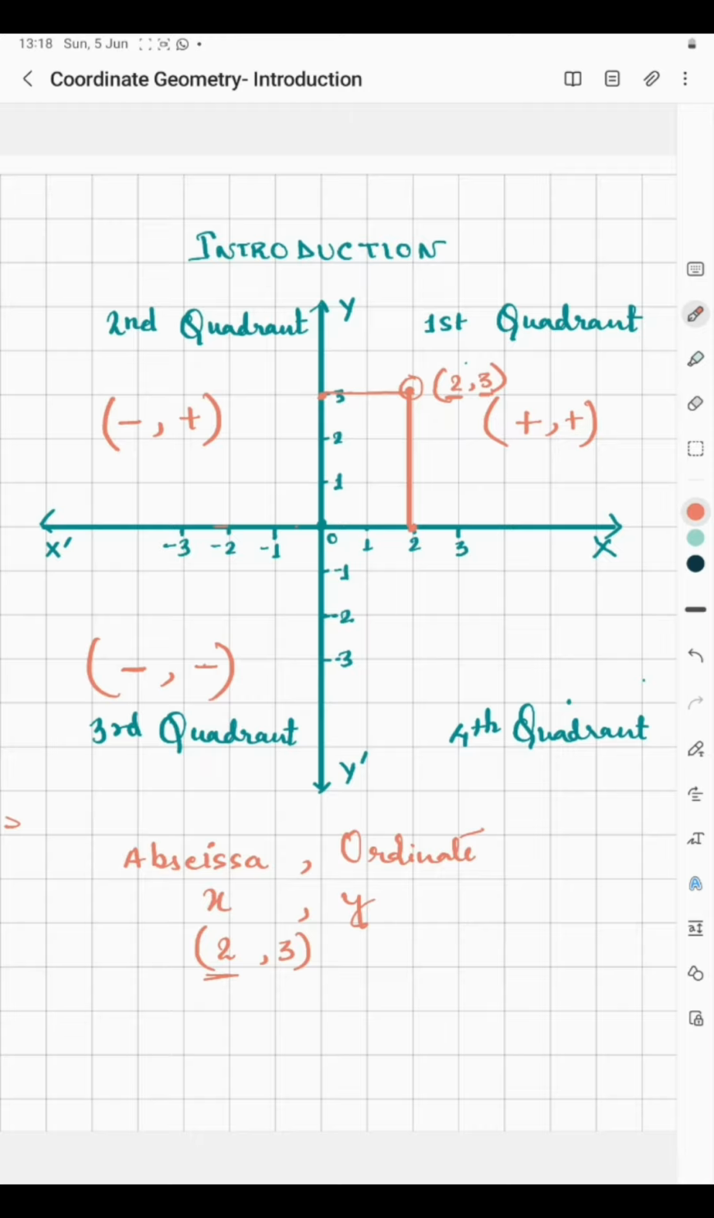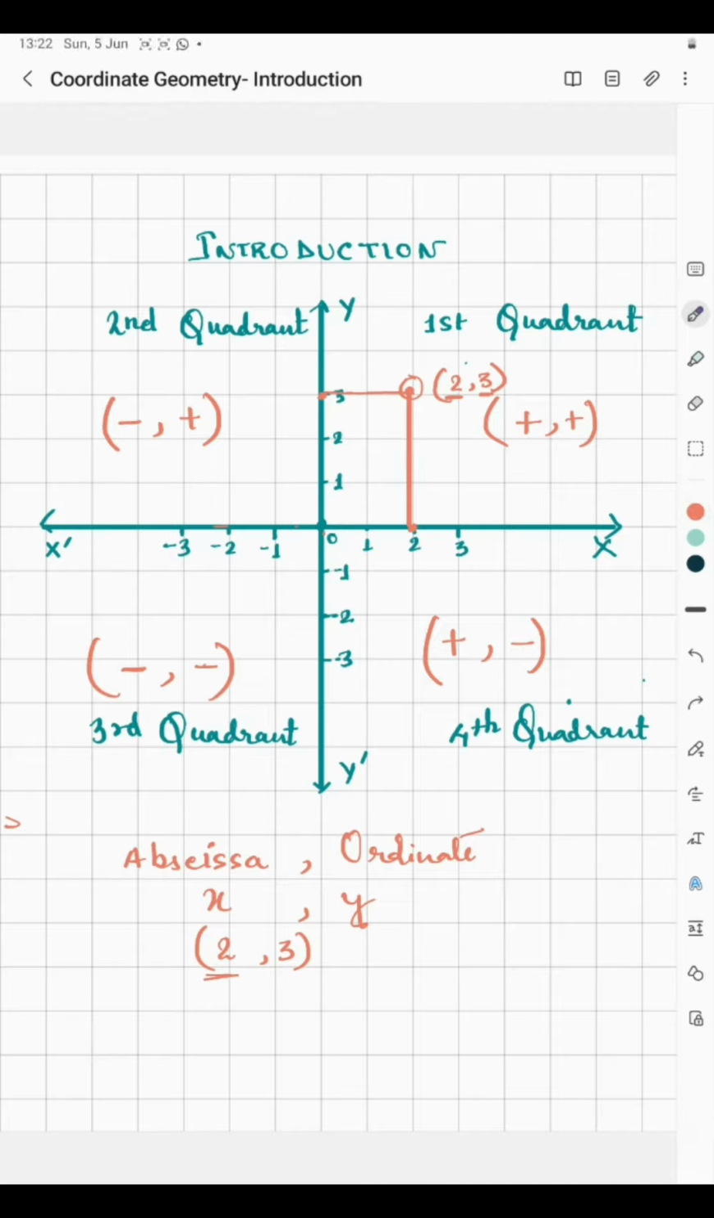Now in the fourth quadrant, abscissa will be positive because the right side of the origin is positive, and the lower part of the origin is negative, so it will be plus, minus. The value of x will be positive and the value of y will be negative.